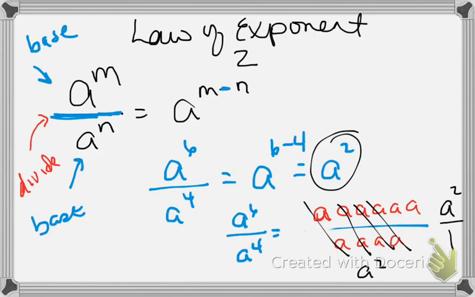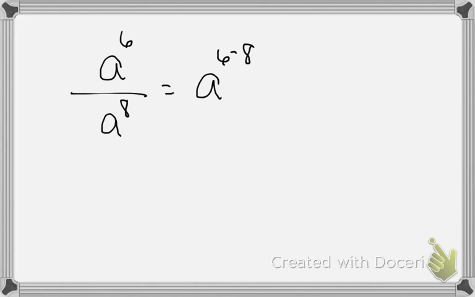Let's look at another type of problem. What if I had something like this? In this case, we'd say the exponent equals 6 minus 8. Remember, we subtract the exponents. Notice that when I do this, I get A to a negative 2 exponent. In another video, we're going to talk about how your exponent can't be negative. When this happens, you really want to do the reciprocal of it.